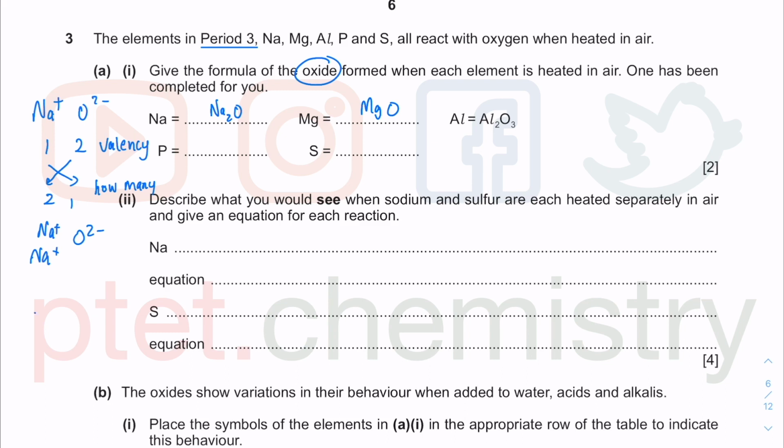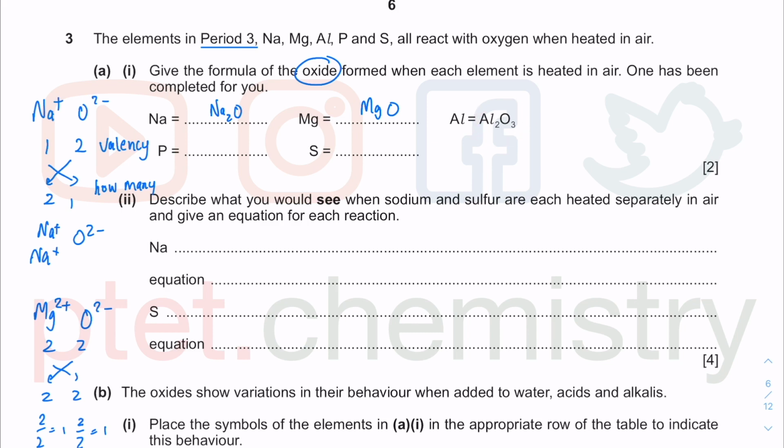On the other hand, when you have MgO, Mg2+ and O2-, 2 and 2 for the valency, but you need the simplest whole number ratio, so you only have 1 Mg2+ and 1 O2-. Al3+ and O2-, based on their valency, you get Al2O3.